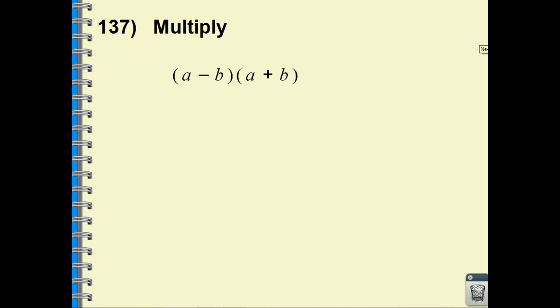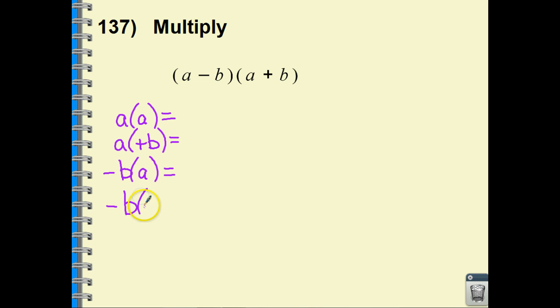137. Let's multiply these. Same idea. Okay, a squared plus 1ab minus 1ab, and then a negative b squared.